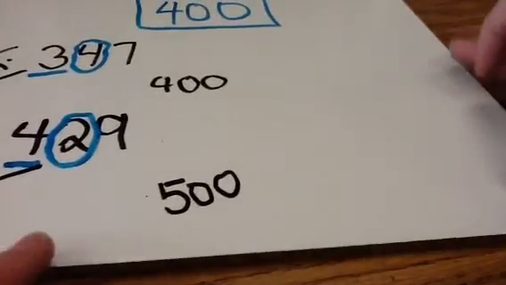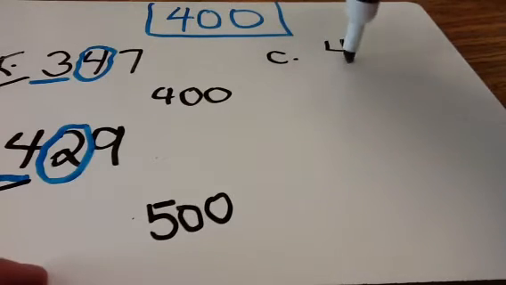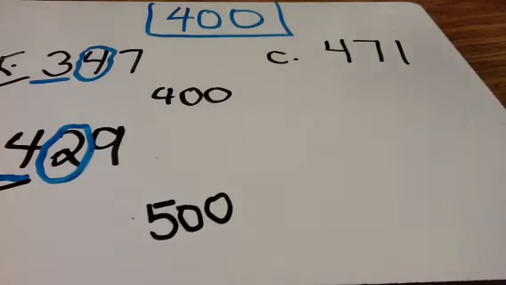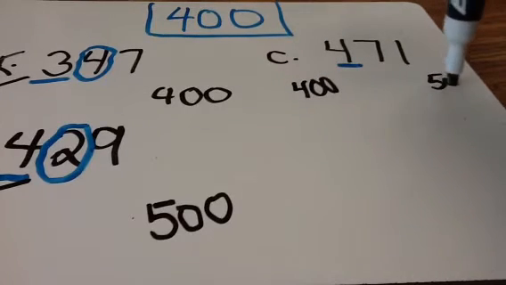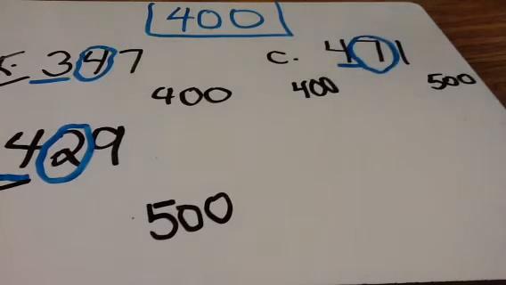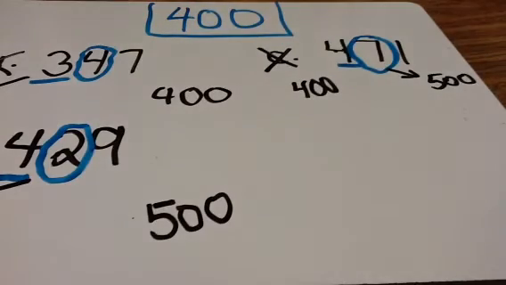Okay, C, because it said choices, not just one, so 471. Underline the digit in the hundreds place, 4, so that told us we were between 400 and 500. We move to the right and circle it. 7, was that red or green? That was a green one, so that says to go up. So the 4 is going to go up to 5 or 500. So that's no good because, again, we want 400.